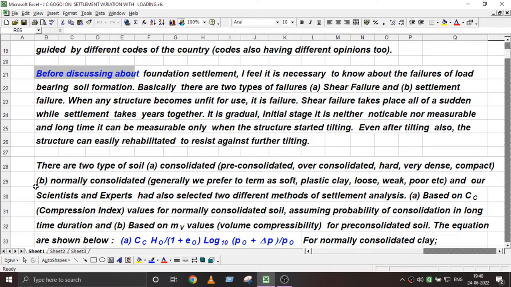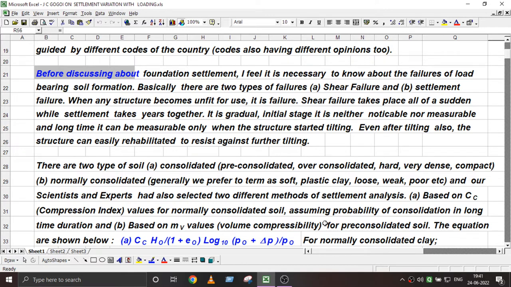One is for normally consolidated soil. As I said earlier, in such cases, this is based on the compression index Cc value for normally consolidated soil, assuming consolidation in a long time duration. Cc, because it will be gradual, the soil will be under some loading. As we go for a consolidation test in the laboratory, when we apply load, the volume of soil is decreasing. Volume means the height of the test specimen is gradually decreasing.